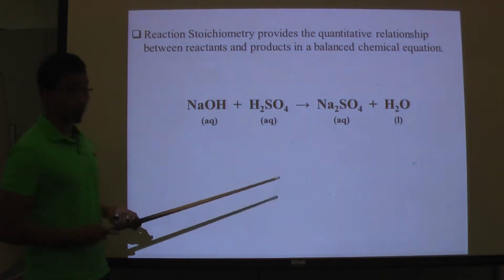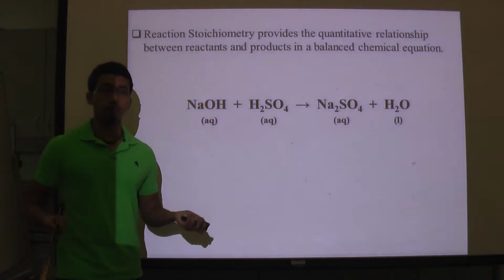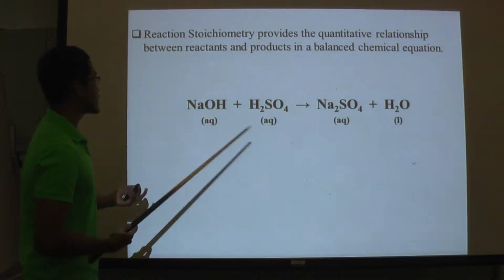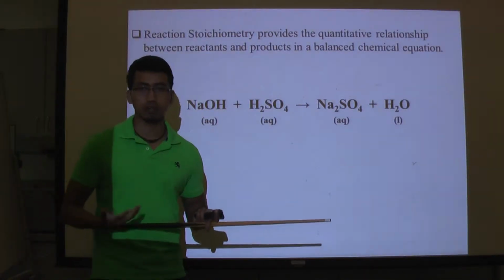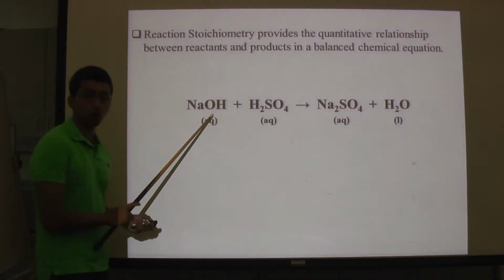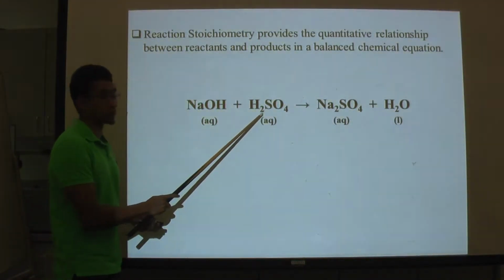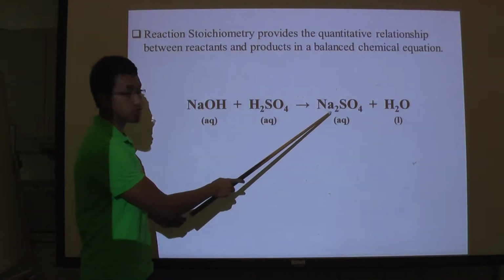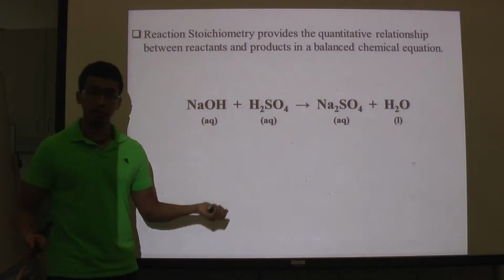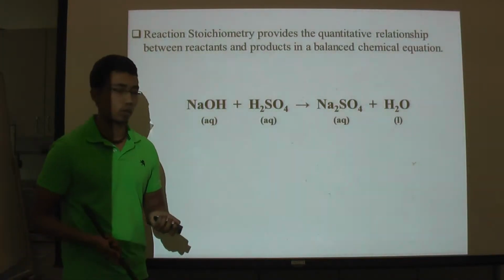So first of all, what is reaction stoichiometry, or what does it tell us? Reaction stoichiometry provides us with the quantitative relationship between reactants and products in a balanced chemical equation. If you look at an example, we have sodium hydroxide as the base reacting with sulfuric acid to give us sodium sulfate salt and water. This is a common neutralization reaction that we encounter in chemistry quite a lot.